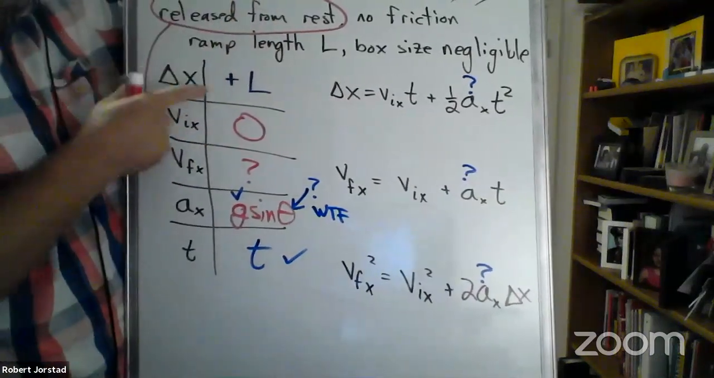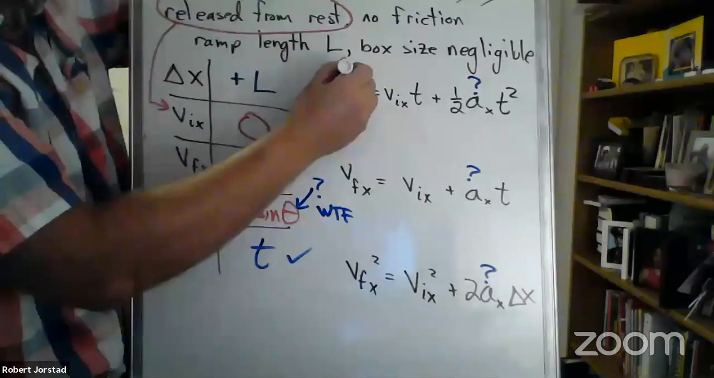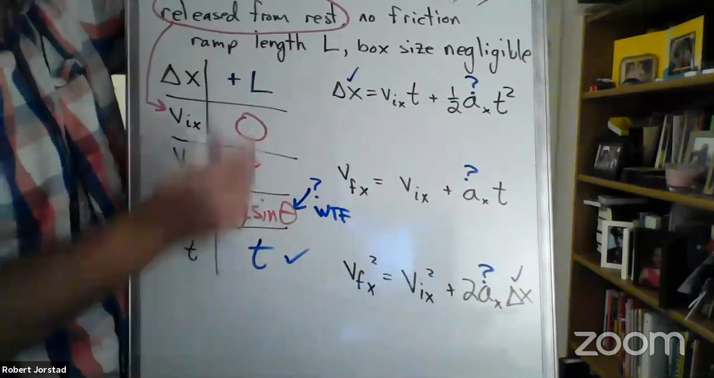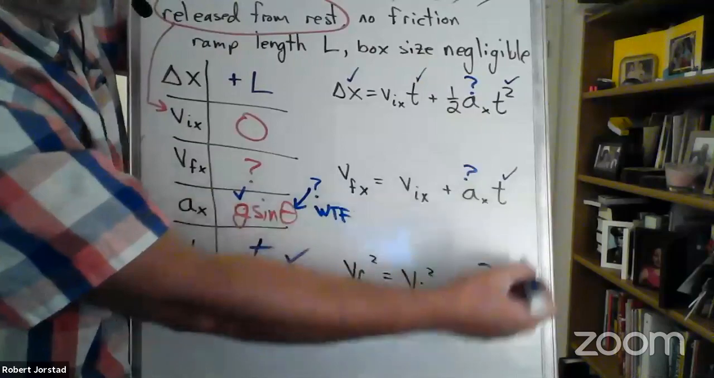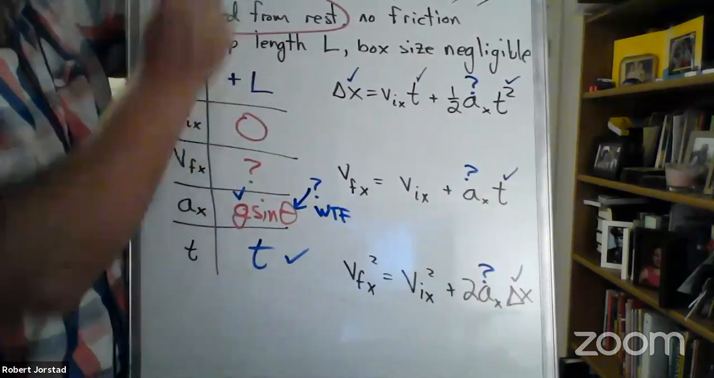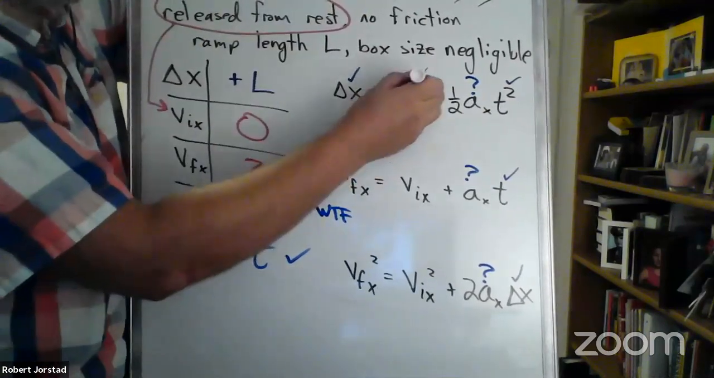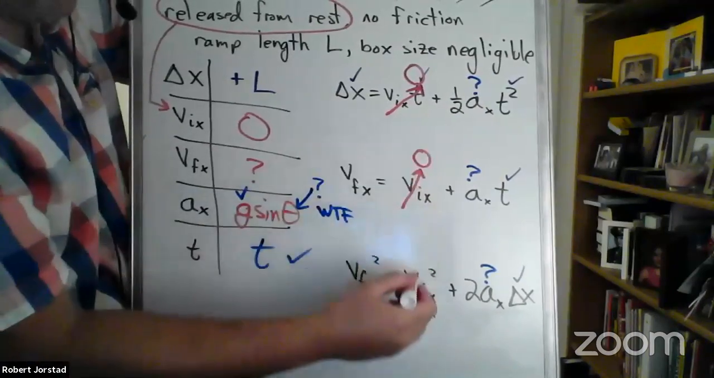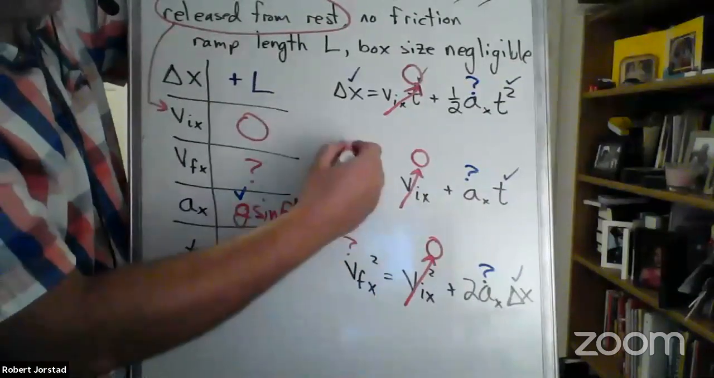Technically, L is a known, right? L is one of these things that we were told at the beginning. So I'll check that off. Time is known. And then V initial is known. And in fact, that's a special known. That goes to 0. Finally, V final is unknown.